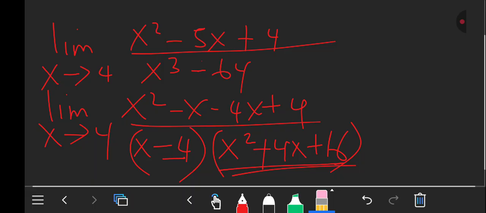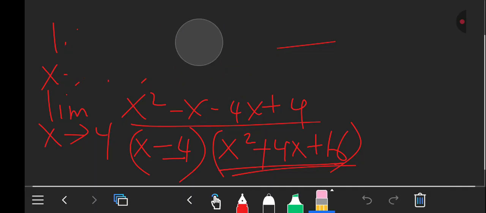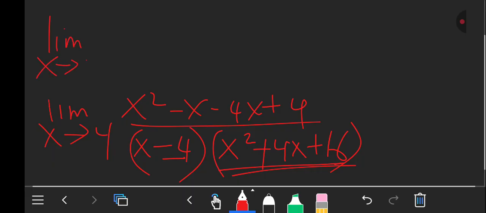Okay, then what I can do on the top part, on the numerator, I can say limit as x is approaching 4.